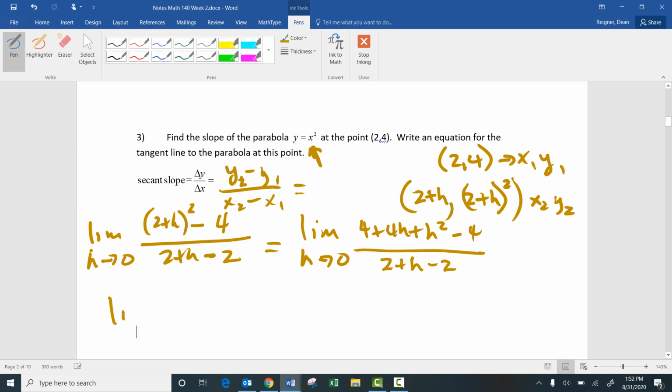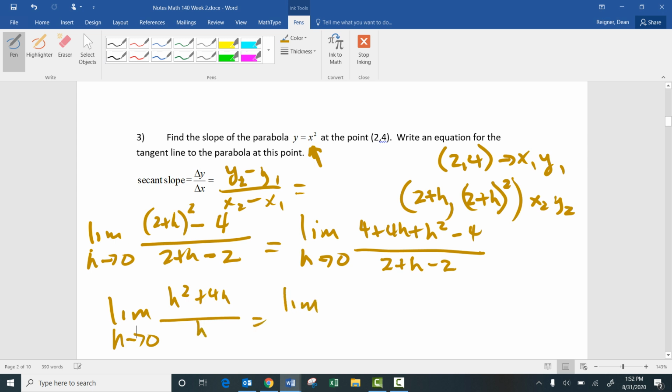All right, keep going. And remember, this is the slope. We're figuring out the slope. It's actually a secant slope because secant is the slope between 2 points. All right, so the limit as h goes to 0. So now we simplify. And on the top, we get h squared plus 4h over h.